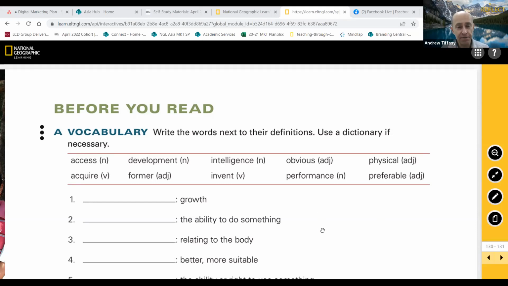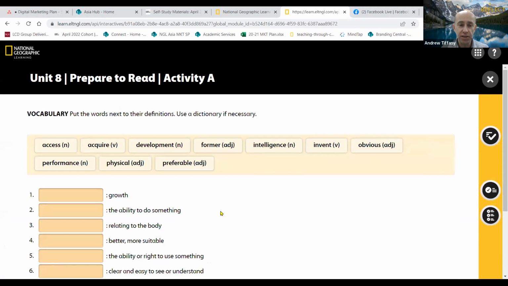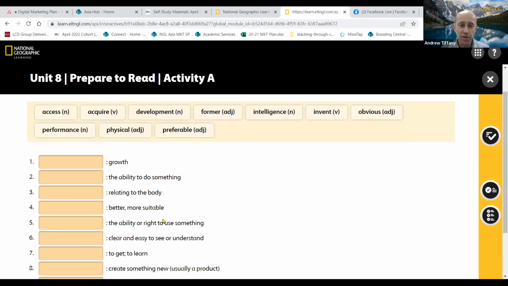Okay. And then after that, we can run through and do the basic vocab activity, right, to match the word with the definition. And it says here, use a dictionary if necessary. In classes, I'd let my students use their cell phones because no one carries a dictionary these days. They use dictionary.com or whatever. So let's quickly go through and do this. So number 1, growth. Which one would growth be? What do you think? Growth would be development. Okay, cool.